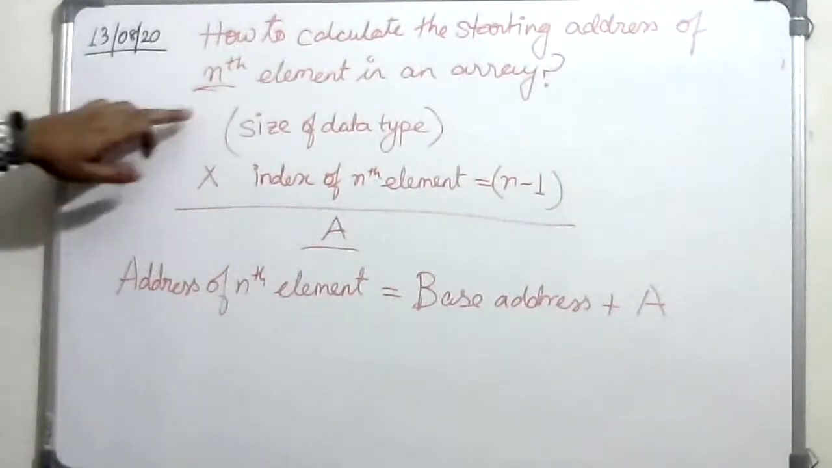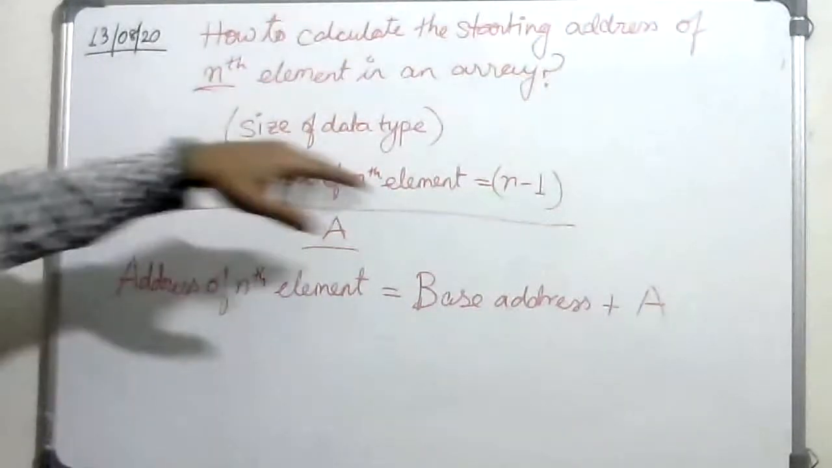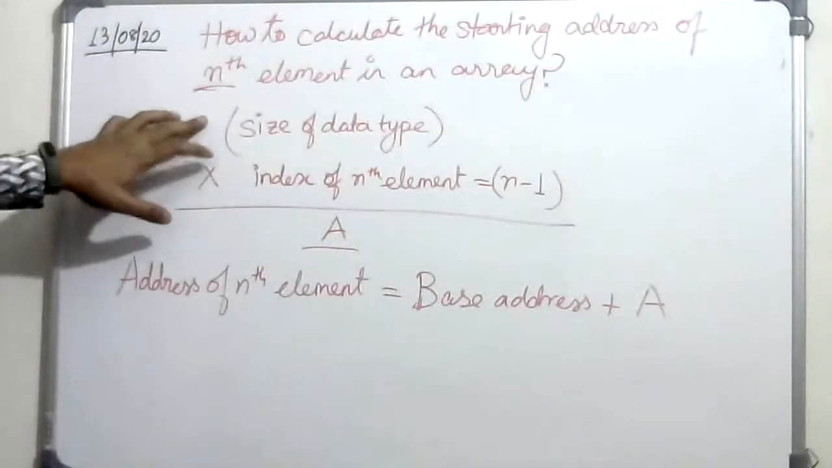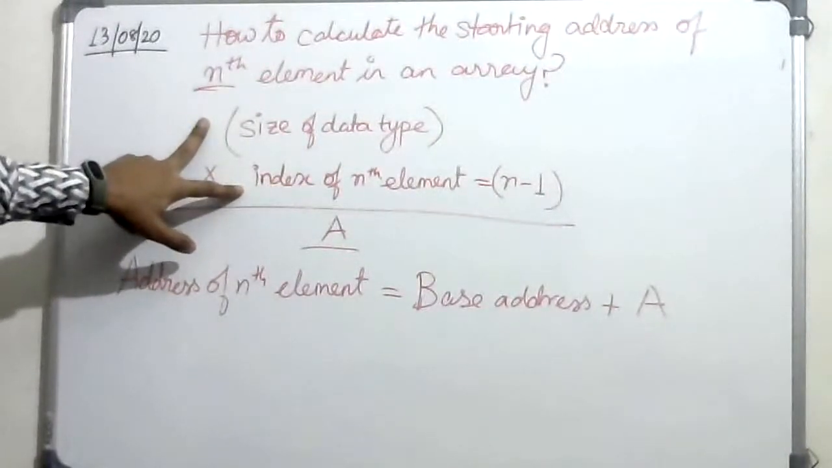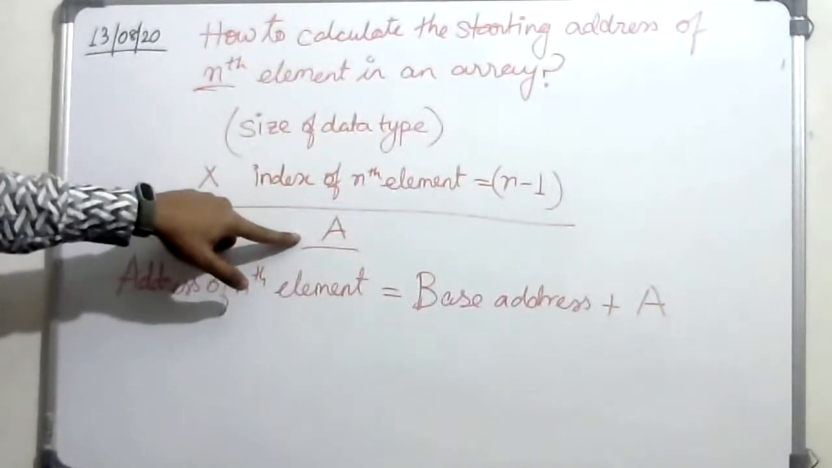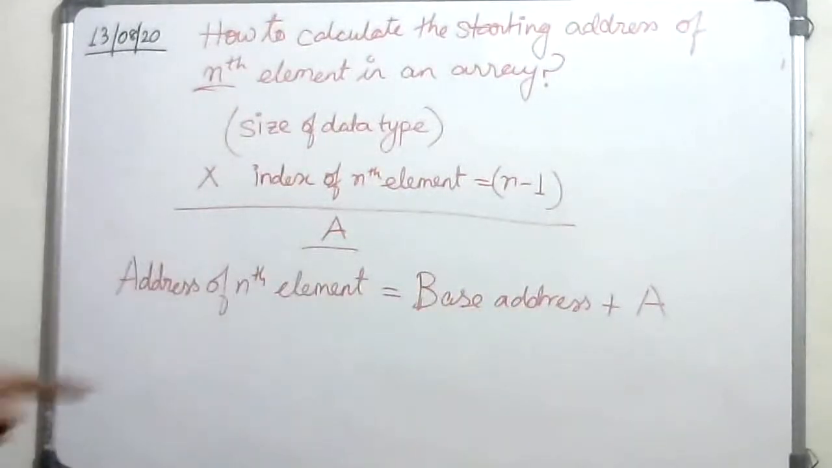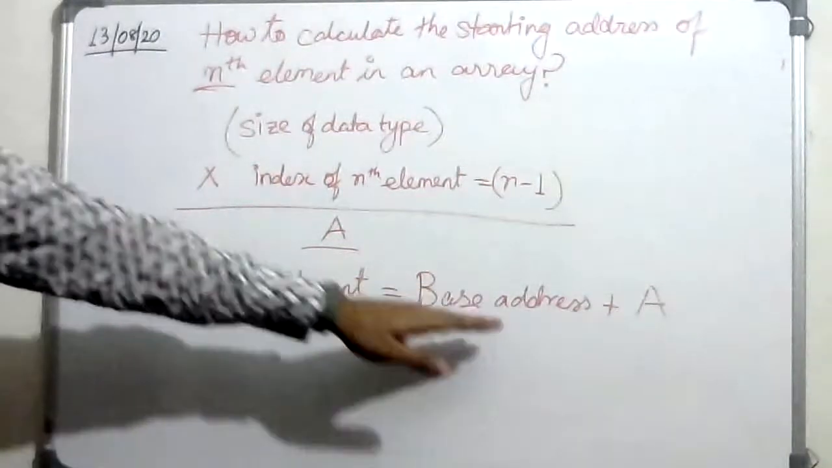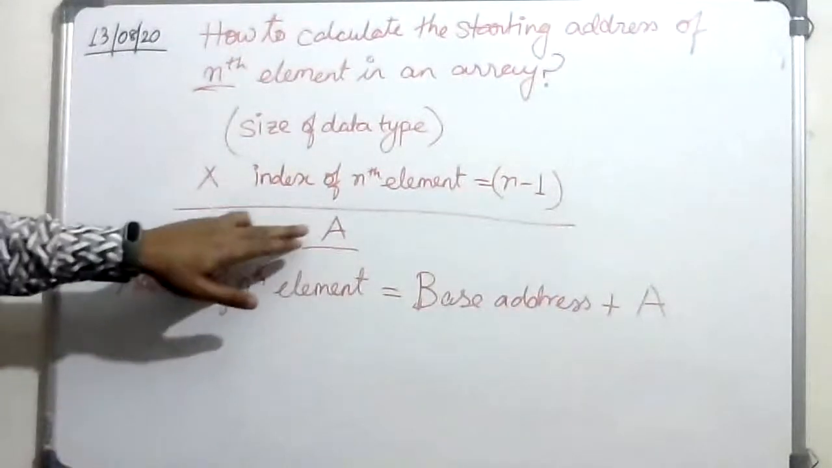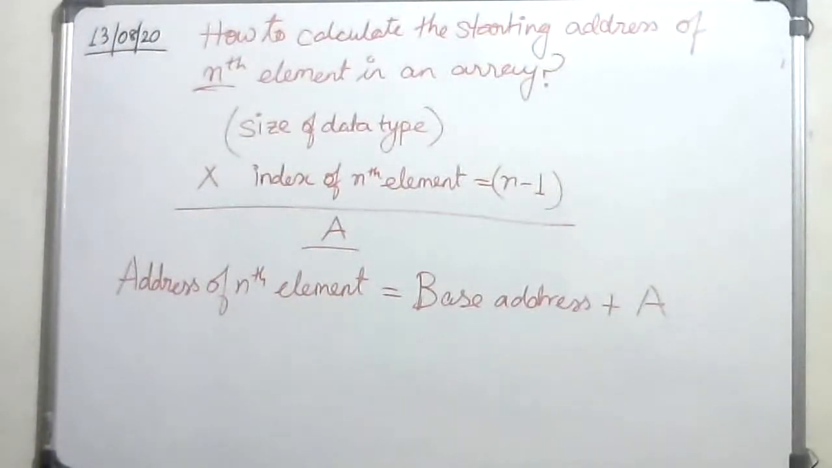So you have to know the size of the data type. The index number of the nth element will be n minus 1. You multiply the size of the data type with the value n minus 1. You get another value after multiplying, represented by A. Now the address of the nth element will be nothing but the base address, which will be given to you. In our previous example it was 7000. So the base address is added to this value A. That's how you find the memory address of the nth element.